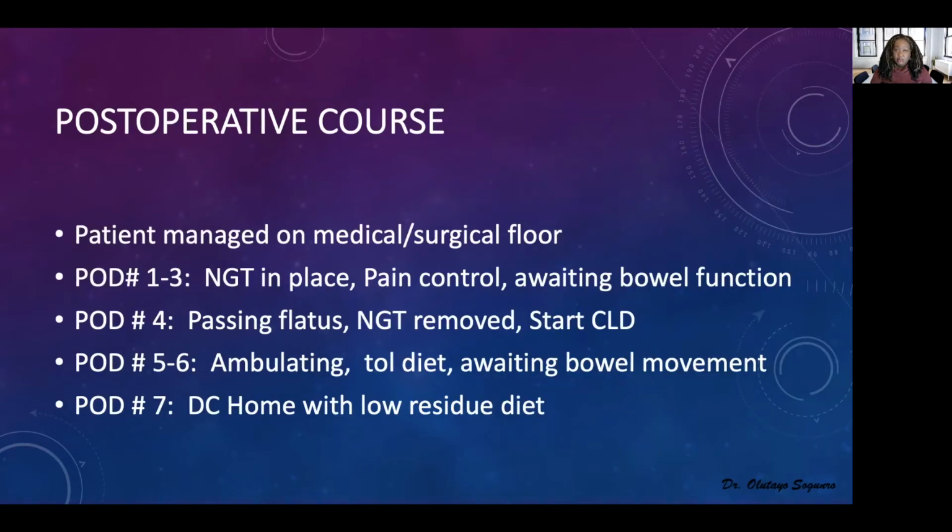Postoperatively, he was managed on the medical surgical floor. The first few days, he had his nasogastric tube in place, pain was controlled, and we were awaiting bowel function. On post-op day number 4, he started passing flatus, his NG tube was removed, and he was started on a clear liquid diet. Post-op day number 5 through 6, he started ambulating more, tolerating his diet, and still awaiting his bowel movement. By post-op day number 7, he was doing great on a low-residue diet, ambulating, and had had his bowel movement, and was safe for discharge.